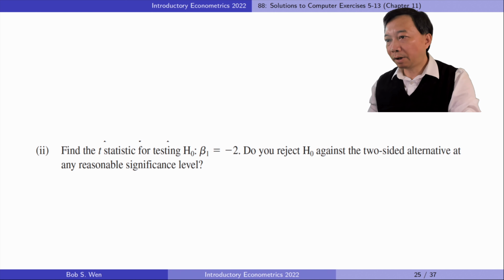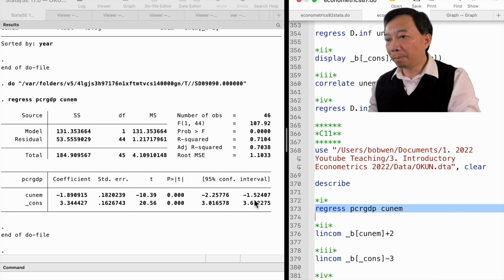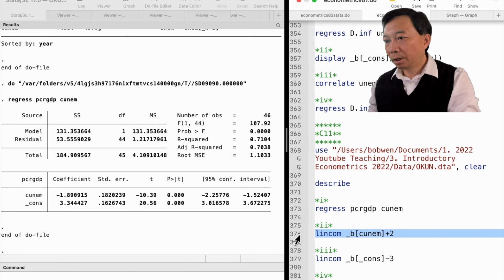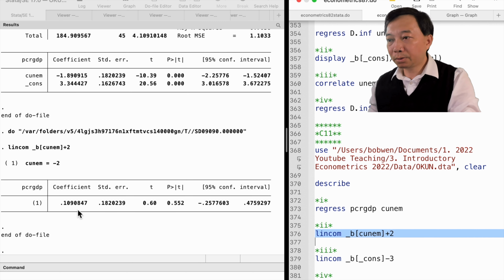In part 2, find the t-statistic for testing the null hypothesis that beta 1 equals -2. Do you reject the null hypothesis against the two-sided alternative at any reasonable significance level? We use the lincom command to do the t-test. The t-statistic is 0.6 and its two-sided p-value is 0.55. We fail to reject the null hypothesis that beta 1 equals -2 at any reasonable significance level.